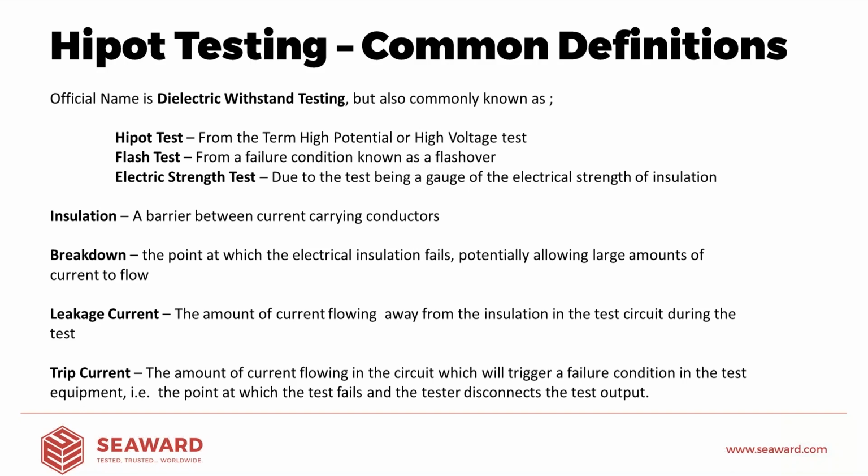Our leakage current is any kind of current that's flowing away from the conductors we're testing onto the product chassis or earth cable and flowing back into the insulation. So we talk about leakage current as the leakage away from the insulation. And we also talk about trip current. So trip current is where we set a limit for the pass-fail condition. So if the leakage current hits a certain level, that level will initiate the failure condition, and that is what we know as the trip current of the test.